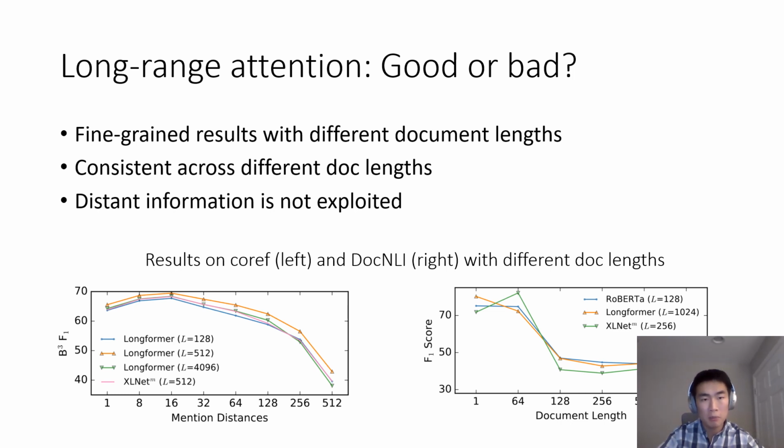To exclude this possibility, we split the text according to the document lengths and rerun experiments on the fine-grained subsets. In the diagrams below, we find that the performance difference is consistent across different document lengths, and for the long documents, the performance margin is even larger. So we again confirm that the distant information is not exploited by long-range transformers, and sometimes they can even hurt the performance.